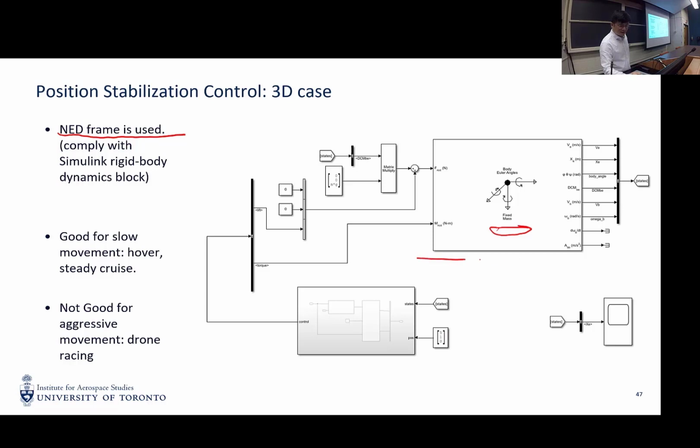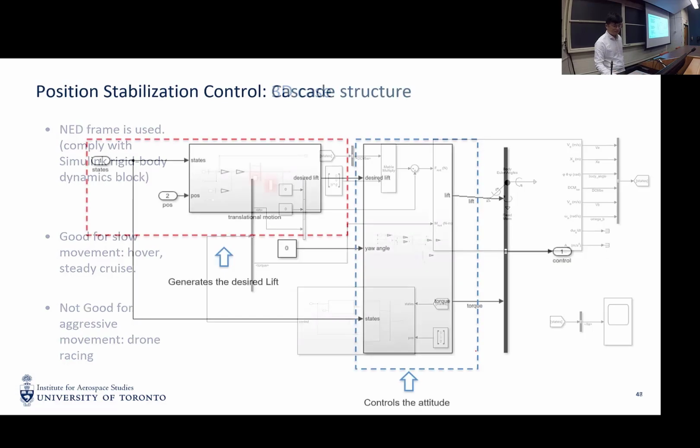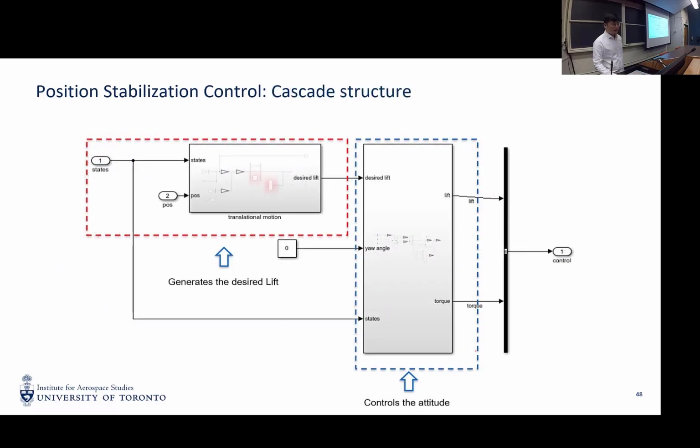So this is the dynamics of the 3D quadrotor, and this is the controller of the 3D quadrotor. The controller is in the so-called cascade form. We have a position control, or translational motion control block, which produces FD.